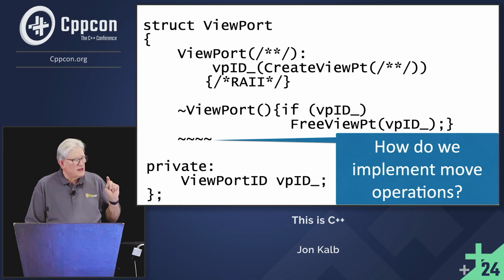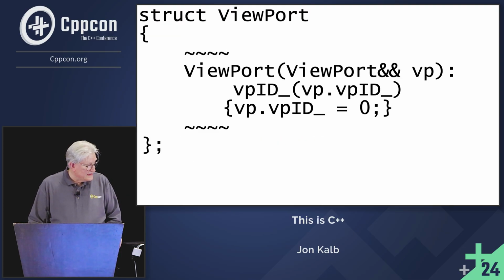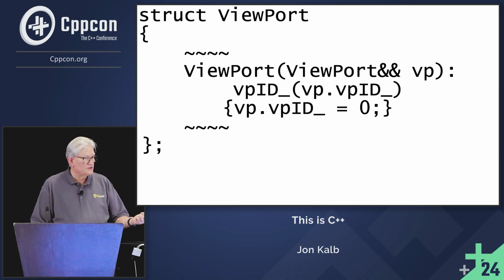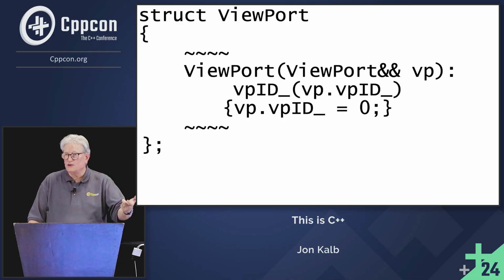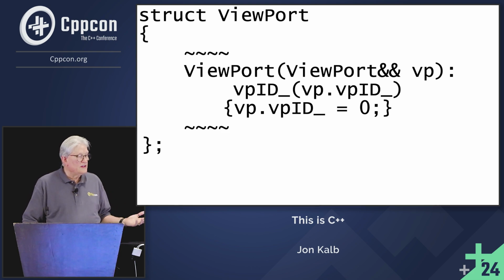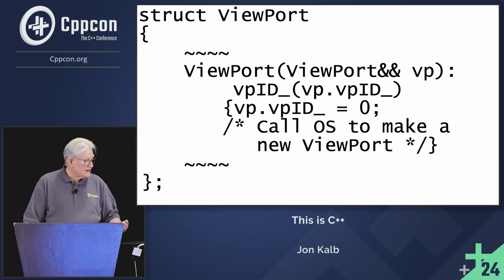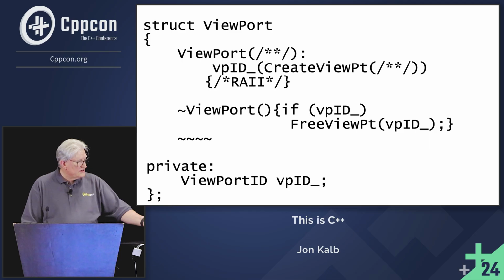Now, how do we implement the move operation? Well, I think what we should do is the move operation simply transfers the viewport ID from the object being moved from to the object being moved to, and then we zero out the viewport ID. Now, if the only thing we ever do with this is destroy it, remember what the destructor did? We just said, if there is a viewport ID, we free it. So that's going to be safe for destruction.